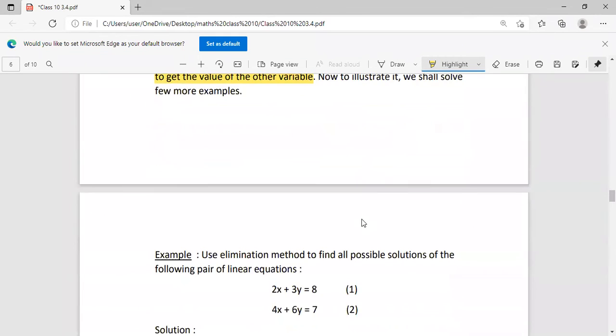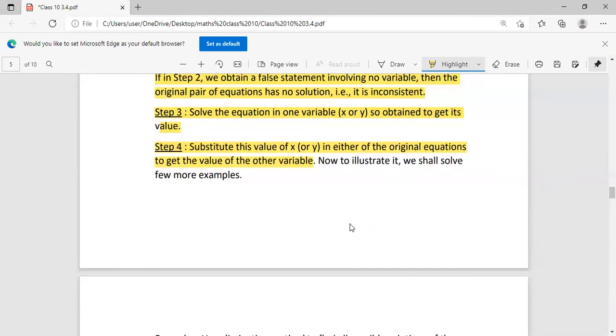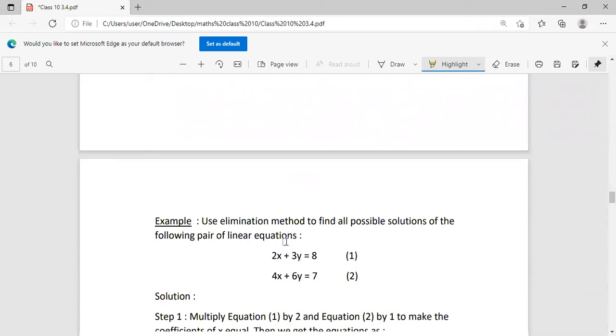Now we shall do a few more examples, but given the time, we shall do one more question.